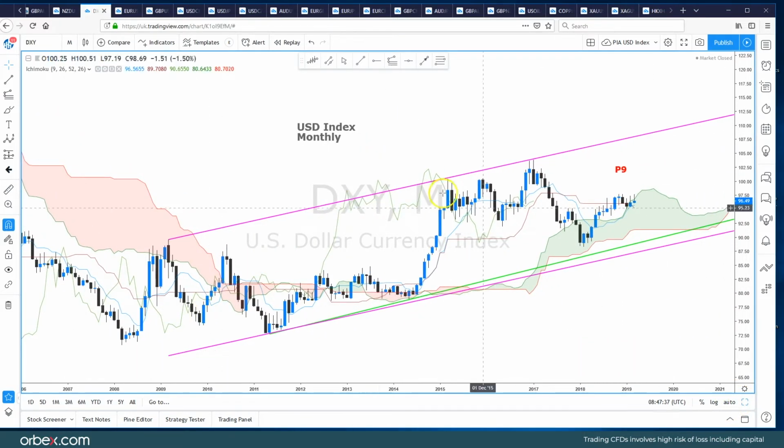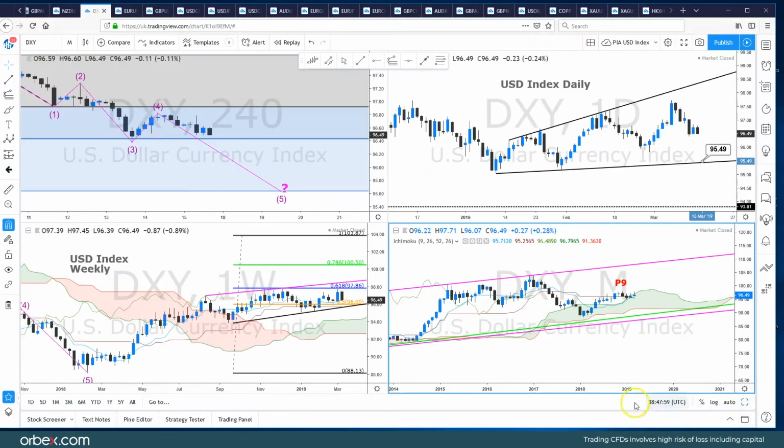Here we can see a bullish channel formation. The monthly chart highlights rallies being rejected just outside this Ichimoku cloud. Most important thing in this time frame is this P9, perfected 9. DeMark indicator often indicates the end of a trend or at least a correction to the downside. So that's giving us a bearish bias.